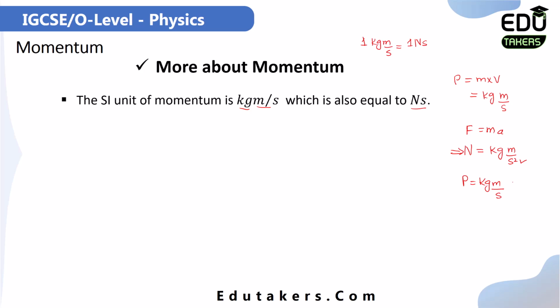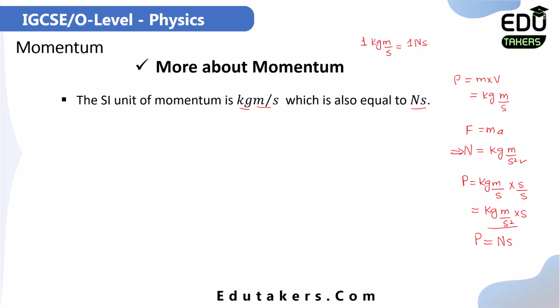So I multiply and divide it with s. After that, rearrange this equation: kilogram meter per second square multiplied by second. So this term, kilogram meter per second square, is basically equal to Newton. That's why I write here Newton second, which is the unit for the momentum.